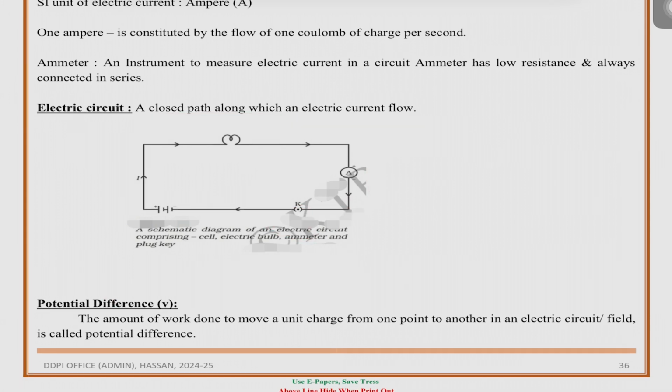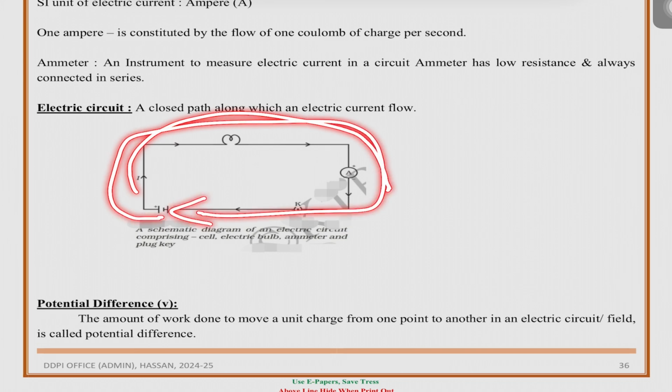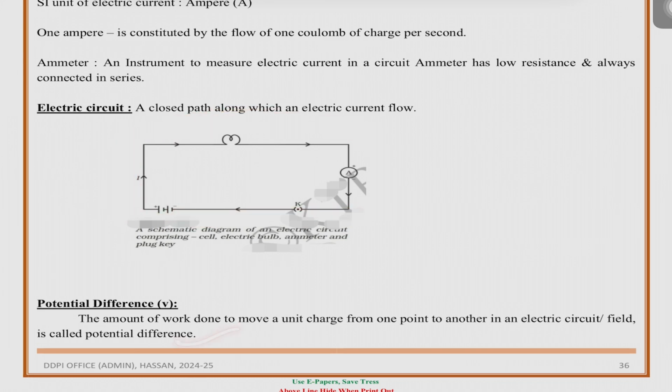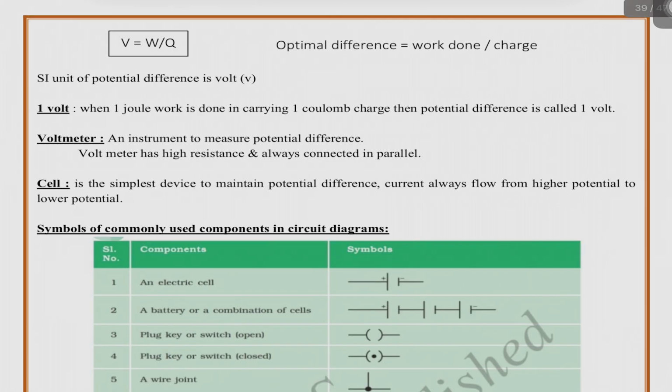Potential difference. It is the amount of work done to move a unit charge. The amount of work done to move a unit charge from one point to another in an electric circuit is called a potential difference, represented with capital letter V. So, the SI unit of potential difference is volt.